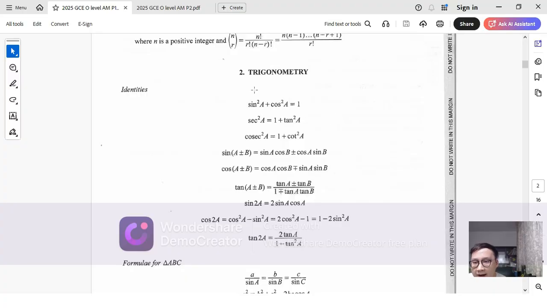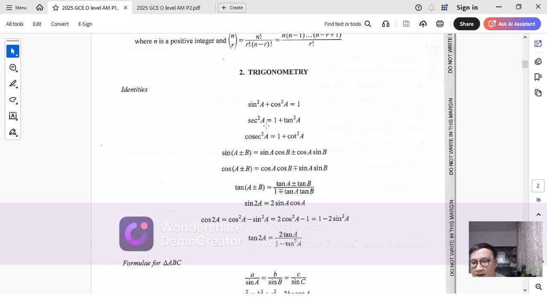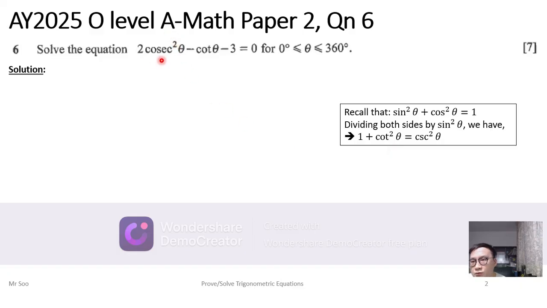The first one, correct? And if you divide both sides by sine squared theta, sine squared theta divided by sine squared theta, that is 1. Cosine squared theta divided by sine squared theta, that is cotangent squared theta. 1 divided by sine squared theta, that is cosecant squared theta, which is what I just said. We are going to use this identity to substitute or replace cosecant squared theta, so that the whole equation will be in terms of cotangent function.